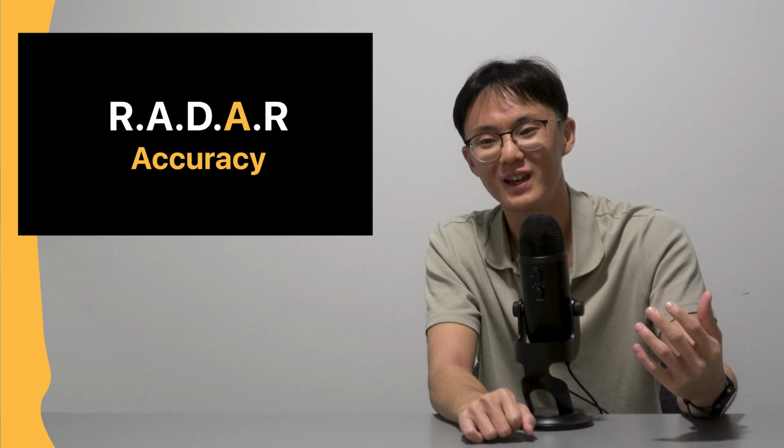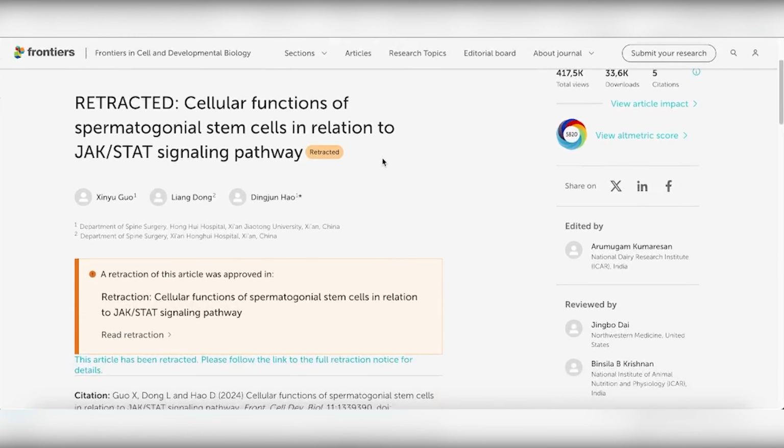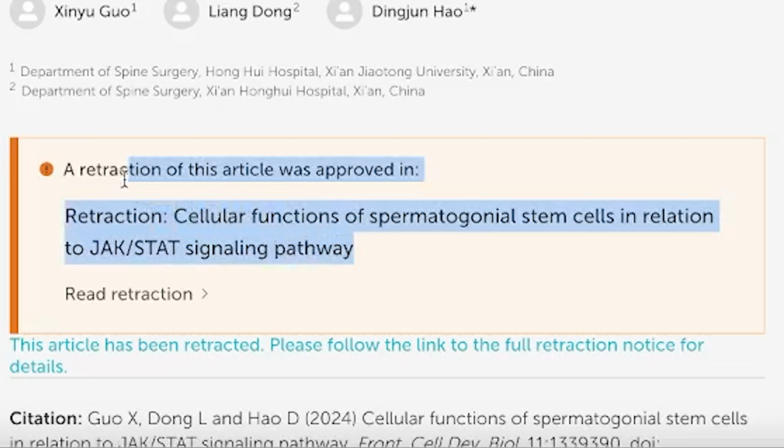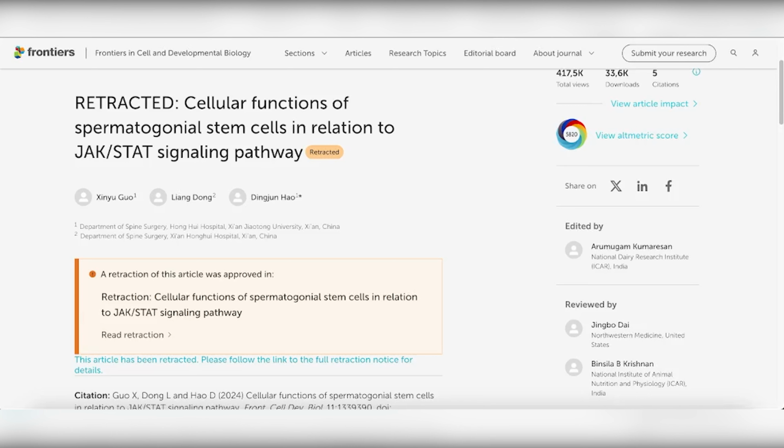So there is a journal called Frontiers, and within that journal, there was one particular study that was published. And basically, this study is titled The Cellular Functions of Spermatogonal Stem Cells in Relation to JAK-STAT Signaling Pathways. That's a mouthful. But what you need to know is that this particular paper was actually retracted, or in other words, unpublished, simply because they actually caught the paper using AI-generated text and images as a part of the final publication. And that was unfortunately missed by a lot of peer evaluation.